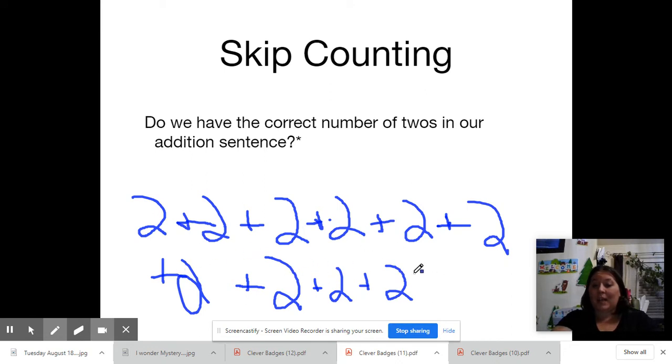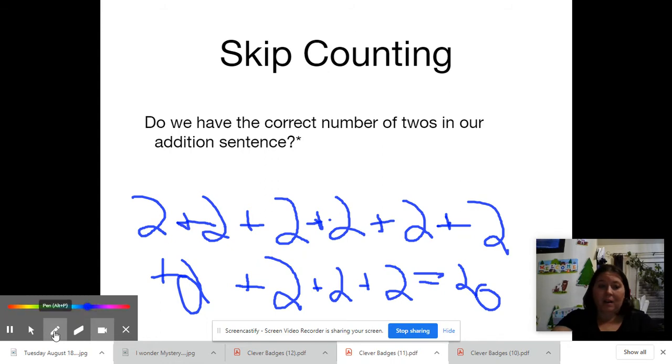16, 18, 20. So my 10 groups of 2 equal 20. Just like we already figured out that it all equals 20. Okay.